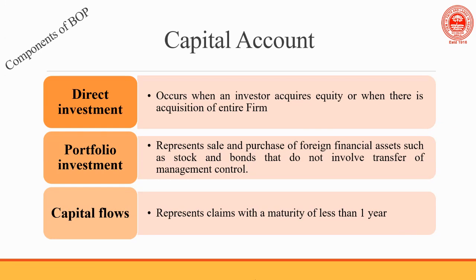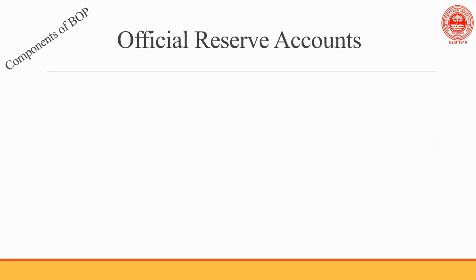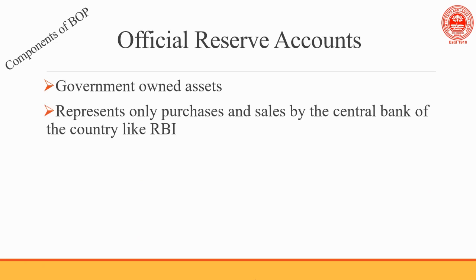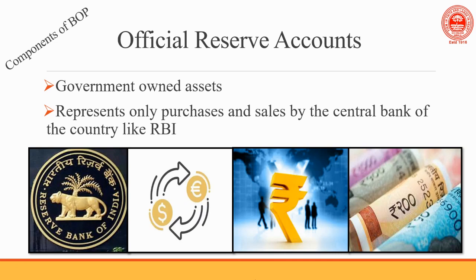Next, we'll talk about the official reserves accounts as a part of balance of payments. So these are basically the government owned assets and it represents only the purchases and sales made by the central bank of the country. For example, if we talk in context of India, so it would be any kind of purchase or sale made by Reserve Bank of India.